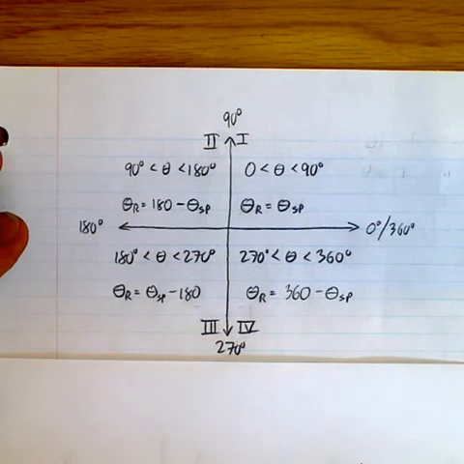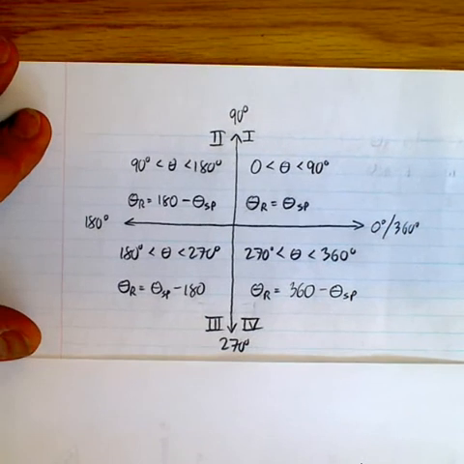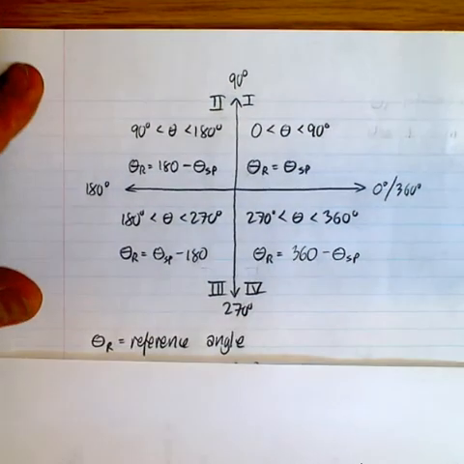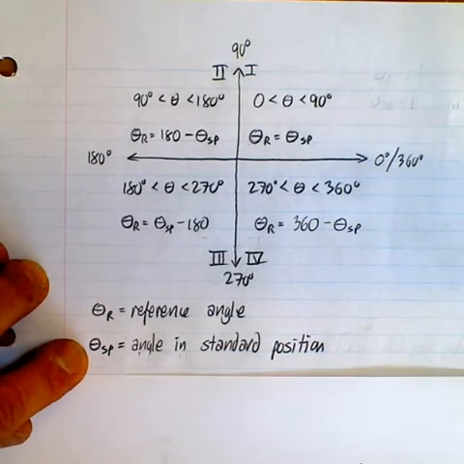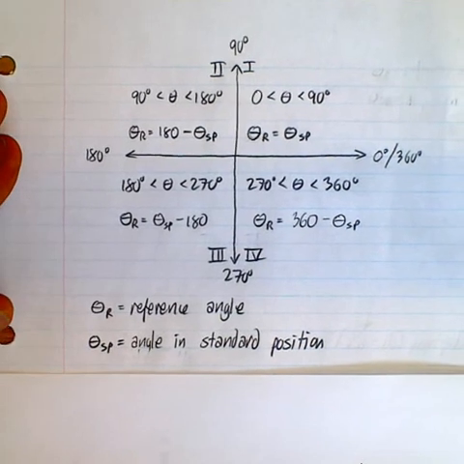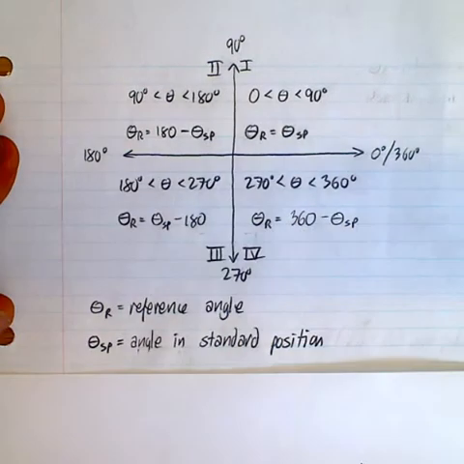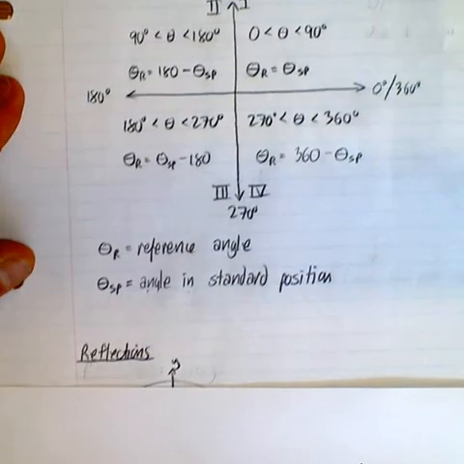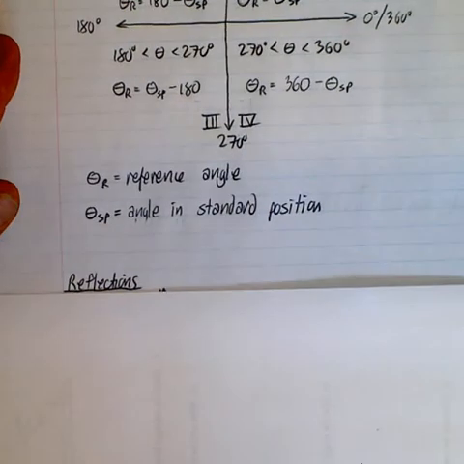I'll give you a few questions pretty soon here, and then we can figure things out. Anyways, the angle θR is the reference angle, θSP is the angle in standard position, just to give you a legend as to what these symbols represent. The last thing that I want to talk about before I give you some examples is reflections.